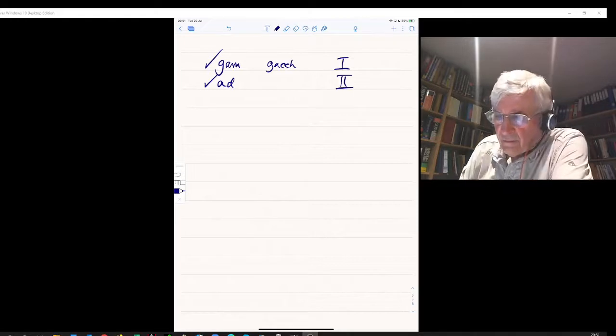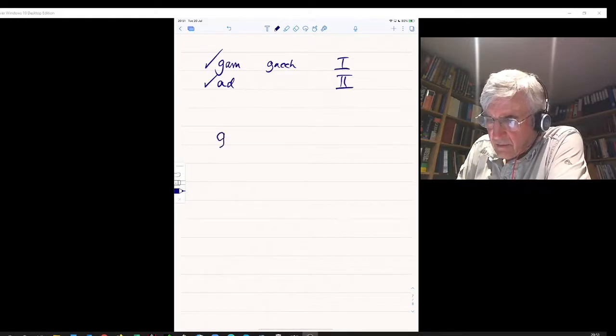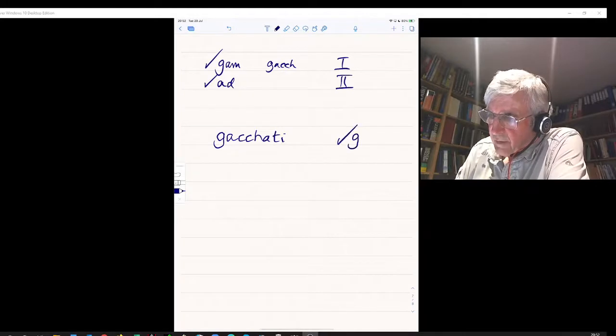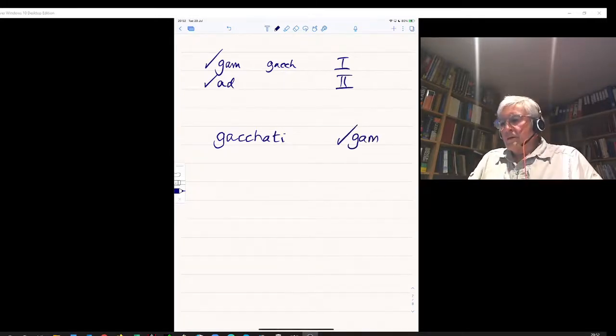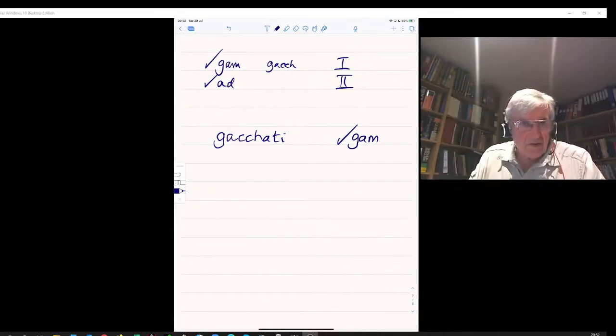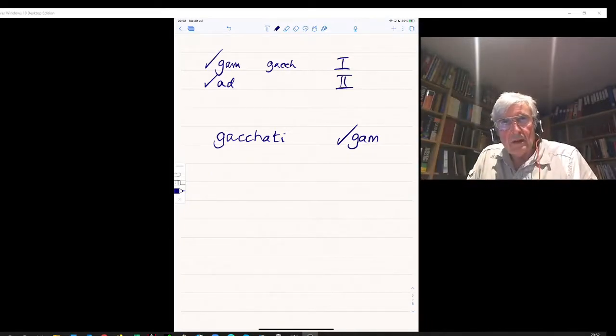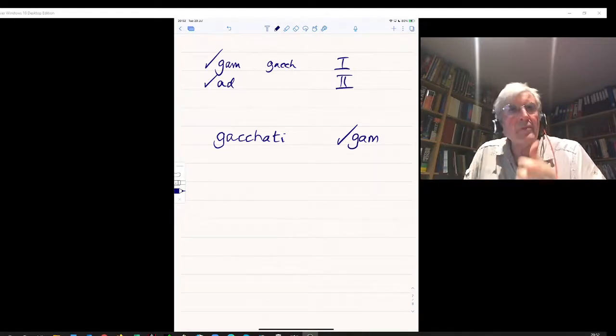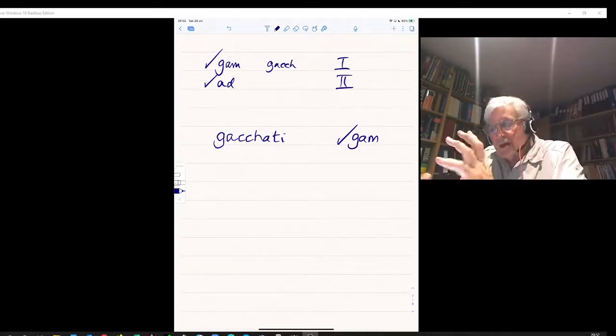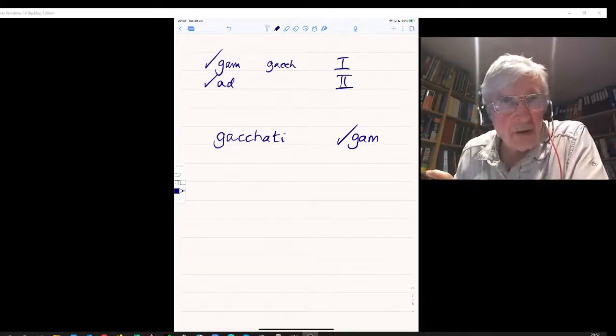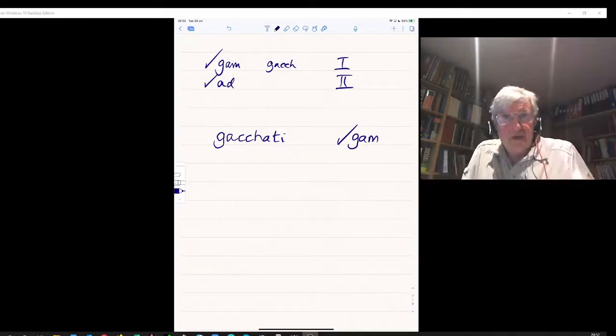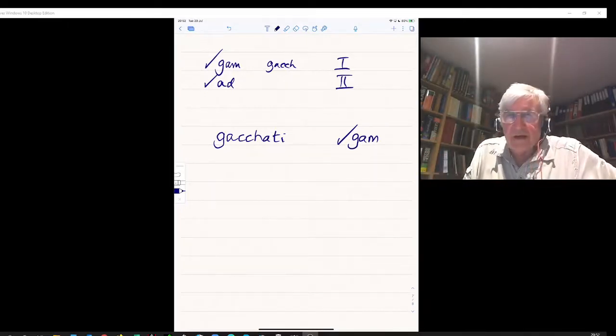Let's look at the verb now, gacchati, from the root gam. Now, looking at that root gam, what can you say about it? It's just the root on its own. It doesn't indicate who is going, when he went, how many of them, and so on. It just contains the notion of going. And this is the irreducible root, this gam. Now let's go to gacchati, from that stem.